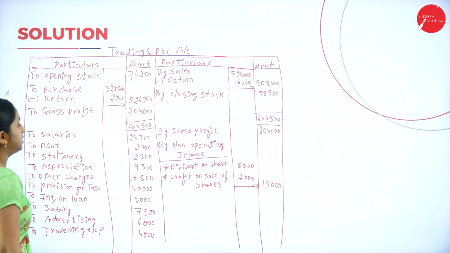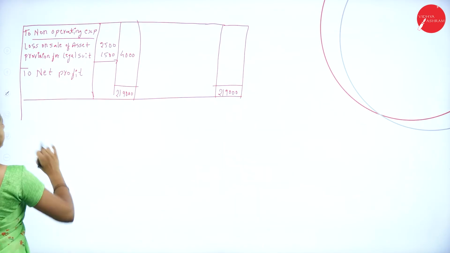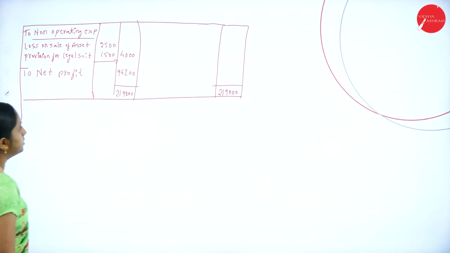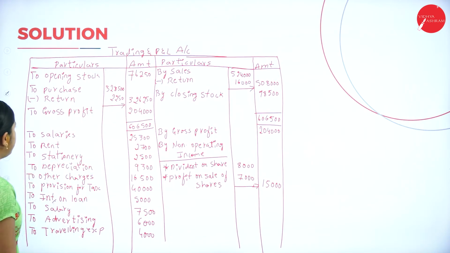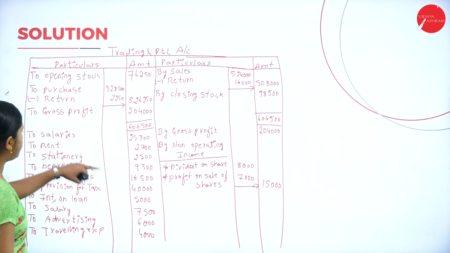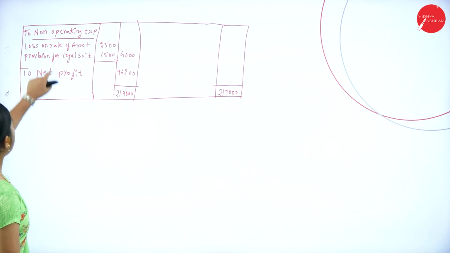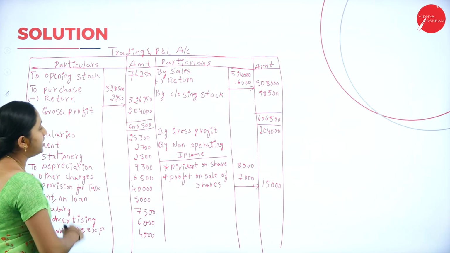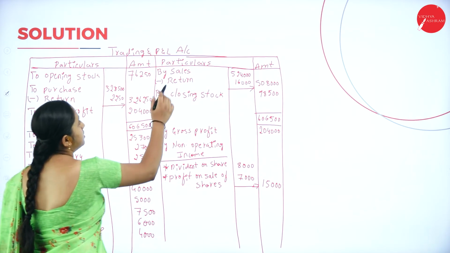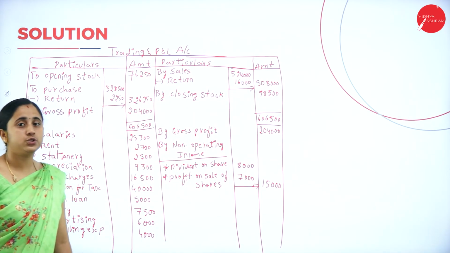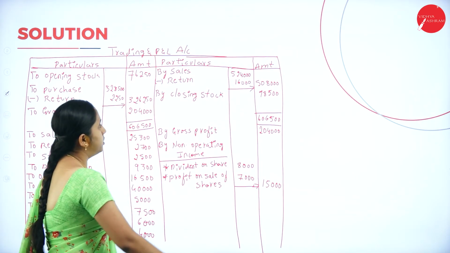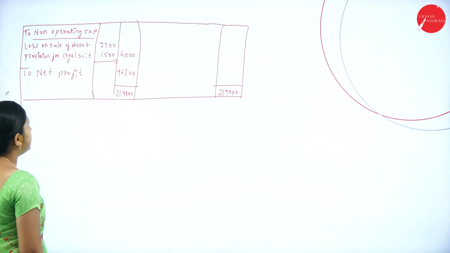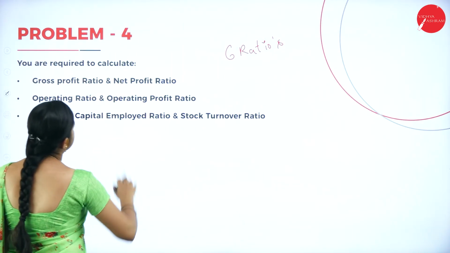2,19,000 minus all the profit and loss account debit side. Net profit is 96,200. Now we have the trading and profit and loss account, in which we have gross profit, net profit, operating expenses, non-operating expenses and non-operating income. So we have all the required information. Again here we have net sales. Net sales is equal to sales minus sales return. So we have net sales of rupees 5,08,000. Now we can calculate gross profit ratio and net profit ratio.